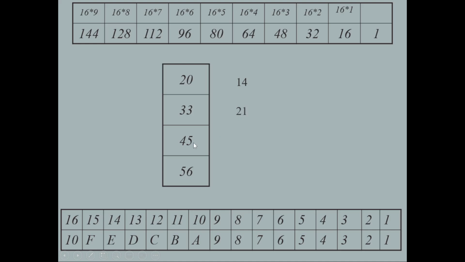For 45, it goes in 3 times, right? With 3 left over. I'm sorry, I did that totally wrong. It goes in twice, right? Three times would be 48, and we have 45. So it's 2 groups of 16 with 13 left over. Okay? 2 groups of 16 with 13 left over. It's 2D. Then for 56, it goes in 3 times with 8 left over. So 16 times 3 is 48, and then 56 minus 48 is 8.